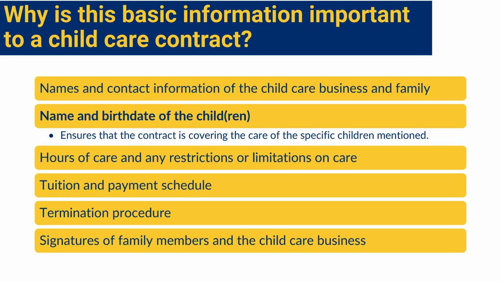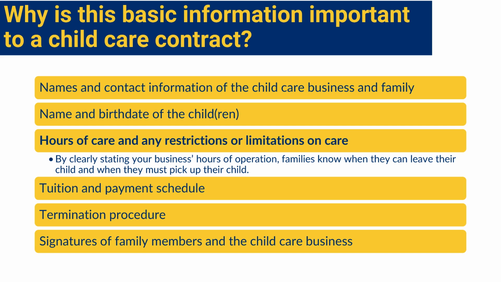Include the name and birth date of the child or children. While the family is entering an agreement with the business, the contract centers around the care of a child. Listing the child's name and birth date, or children's names and birth dates, ensures that the contract is covering the care of the specific children mentioned.